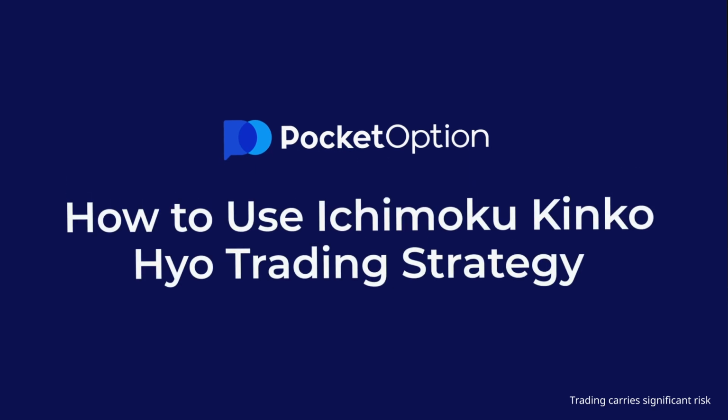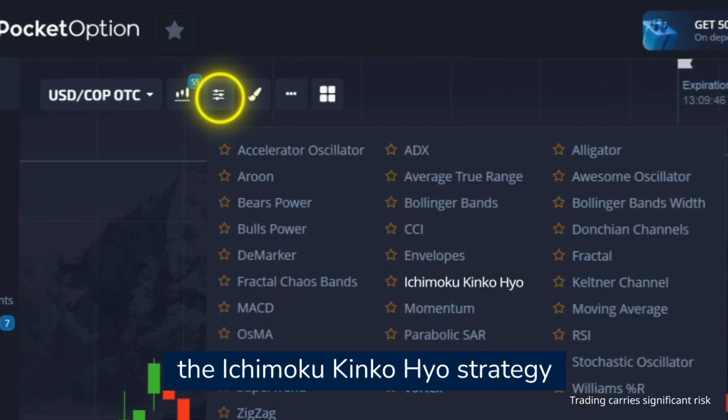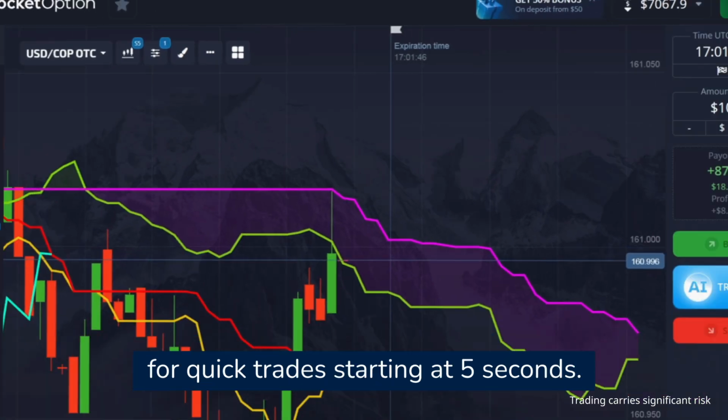How to use the Ichimoku Kinko Hyo trading strategy. Today, we will show you how to use the Ichimoku Kinko Hyo strategy for quick trades starting at 5 seconds.